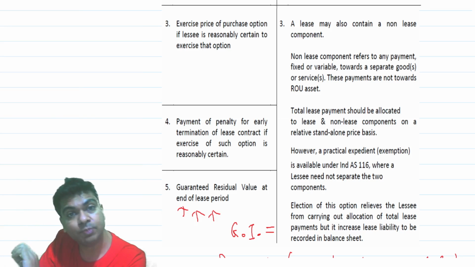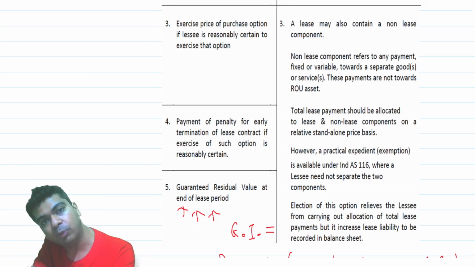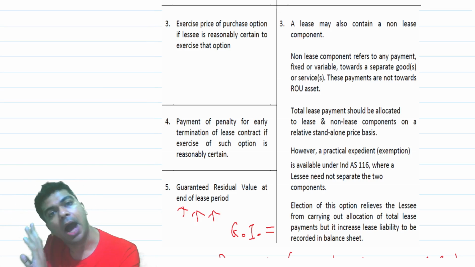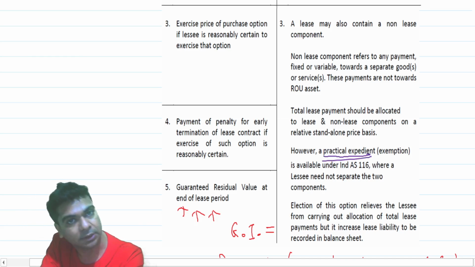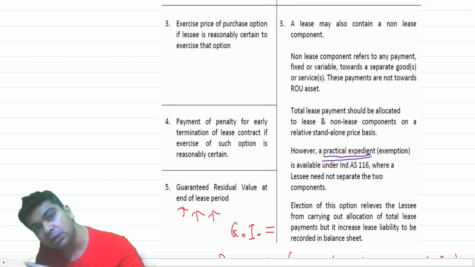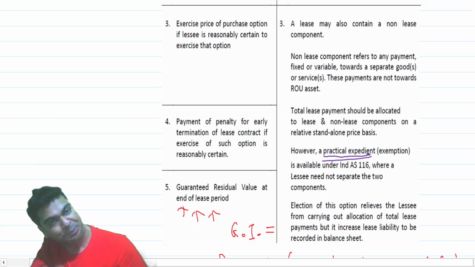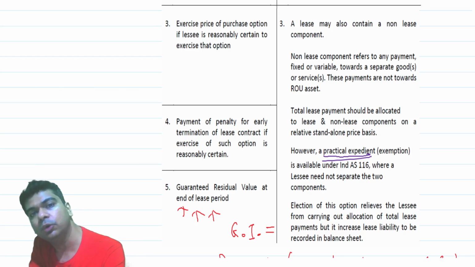The total lease payment has to be allocated into lease component and non-lease component, right? However, Ind AS 116 gives what we call a practical expedient. Practical expedient means that, for the purpose of convenience, an option is given to the lessee that if you do not wish to do this allocation, it is fine, no need to do it.